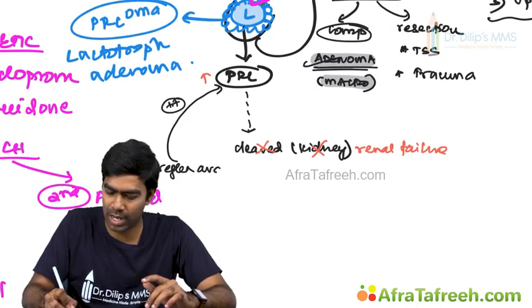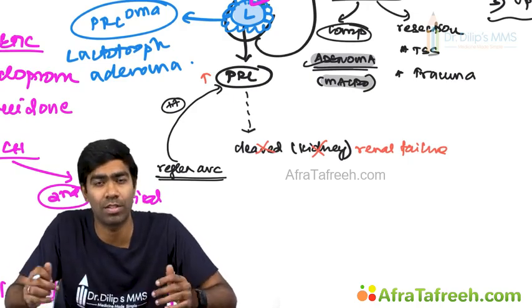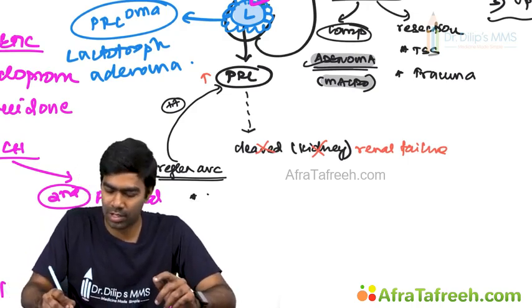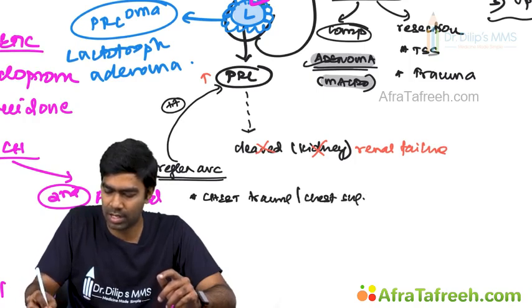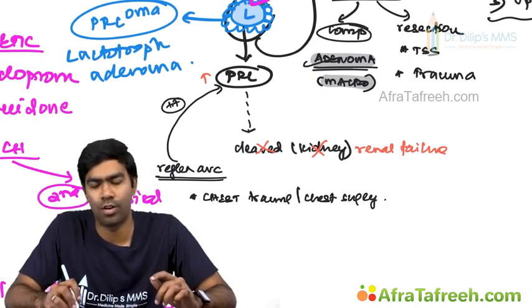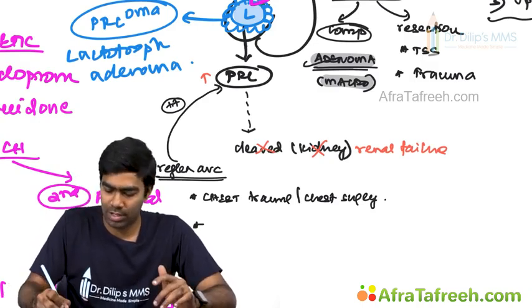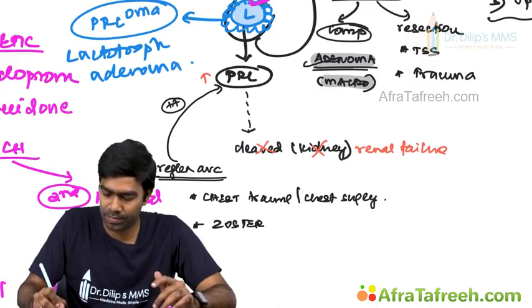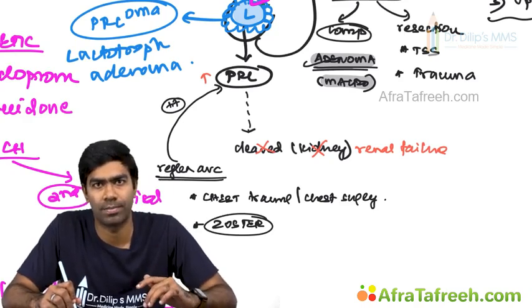So what all can activate the reflex arc? The reflex arc actually comes from the nipples, by suckling or some stimulation of the nipple and the related area. So what can activate the reflex arc? Chest trauma or a chest surgery can raise the prolactin. All right. At the same time, you can also activate the reflex arc through herpes zoster infection of the chest wall. Herpes zoster of the chest wall can increase the prolactin. All right.